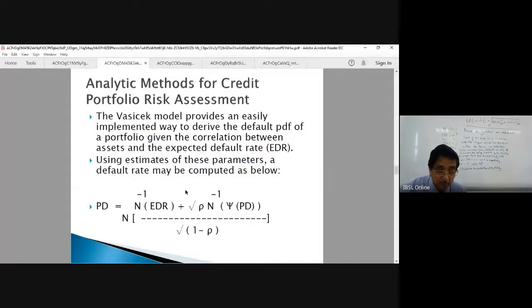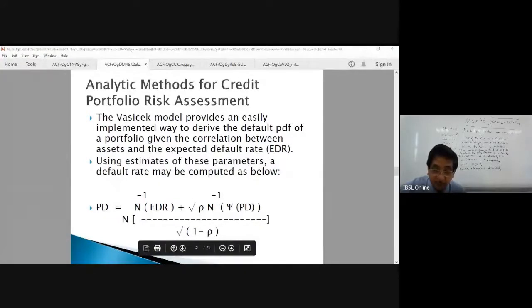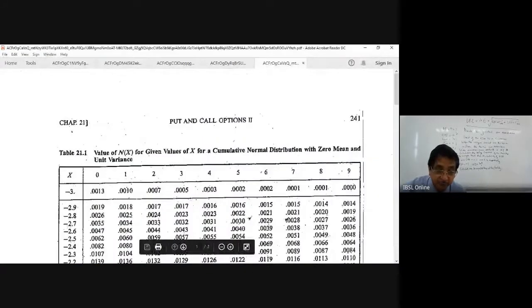Now, I can show you how to look at something in the normal curve table. Capital N of something means you have to get the normal curve probabilities by looking at that number in the normal curve table. I think you have a normal curve table with you, so I can just show you that.